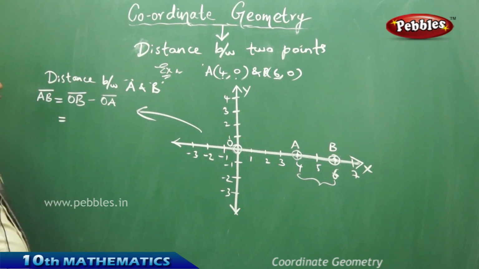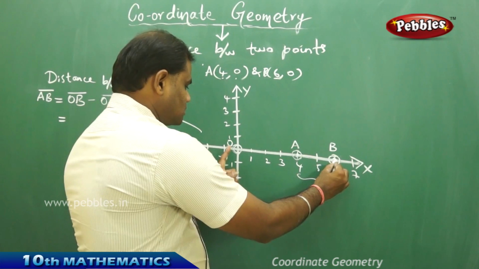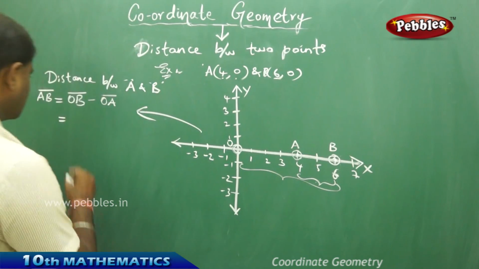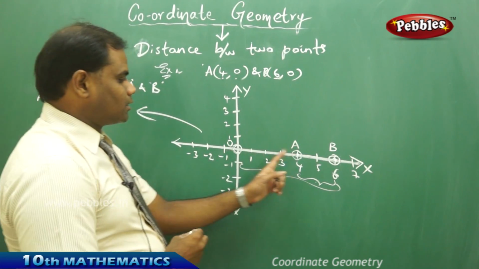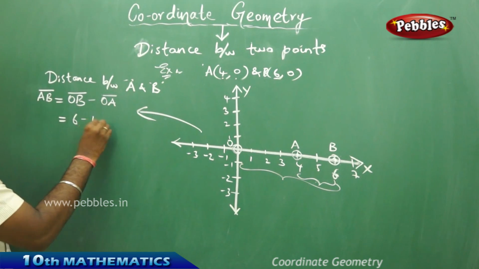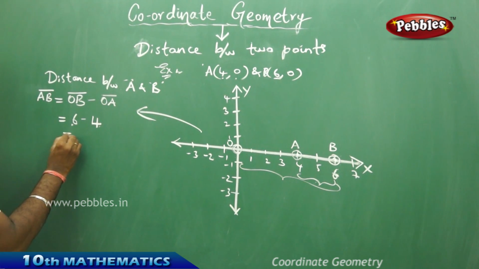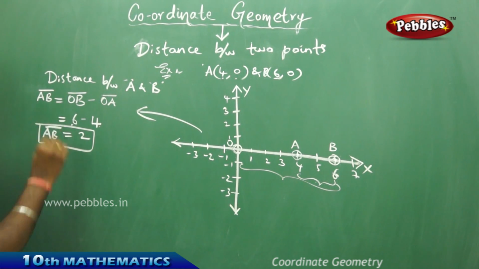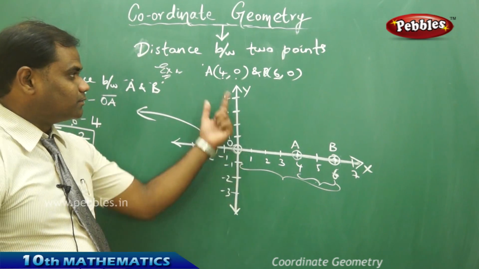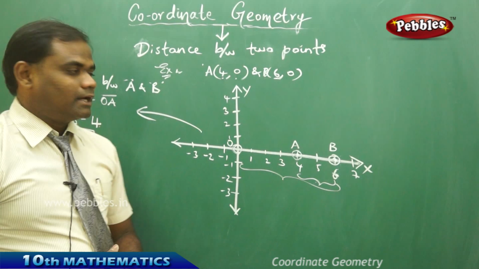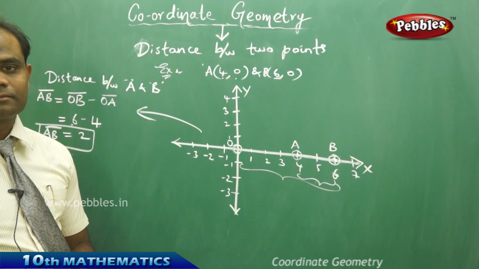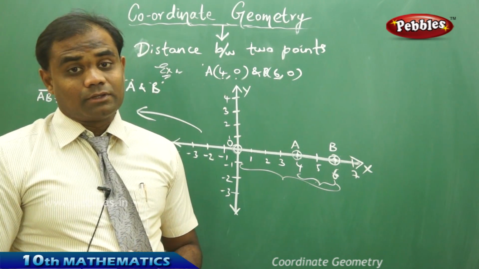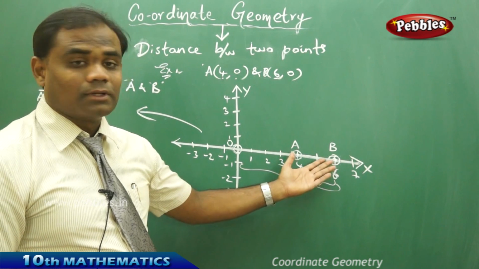My OB, as I can see clearly here, is the distance from origin to B, that is 6 units. And the distance from O to A is 4 units. Therefore, I get 6 minus 4 as 2, which is the distance AB. This is how I get the distance between 2 points in this concept. Let's take one more example and see what the distance between 2 points would be, continued from this example problem.